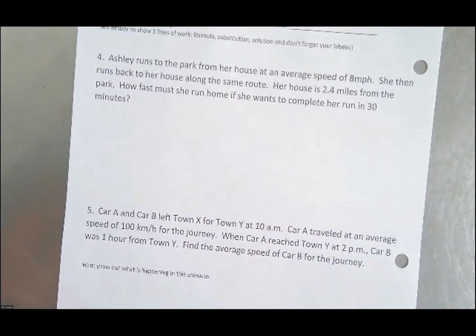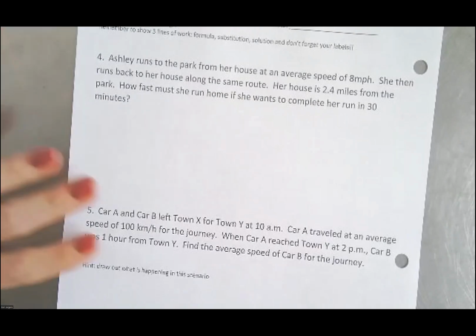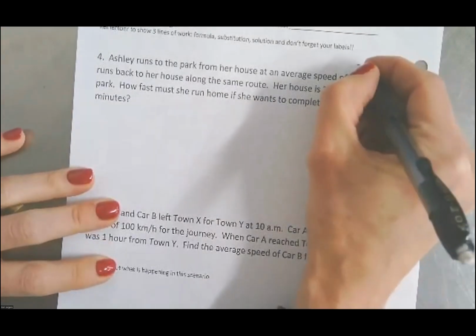Ashley runs to the park from her house at an average speed of 8 miles per hour. Okay, now I'm going to tell you right off the bat, this is easier to solve with the formula method. It can be solved with arrow diagrams, but the reason we know both is because sometimes problems are going to be easier one way or the other. All right, so let's go ahead and mark that.